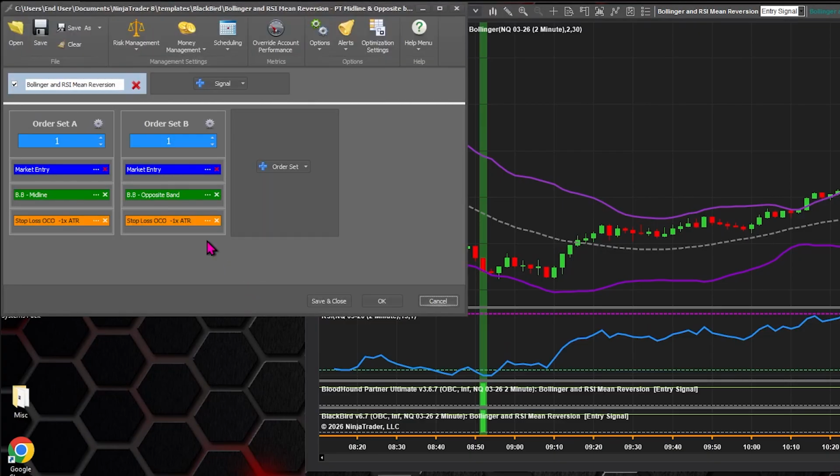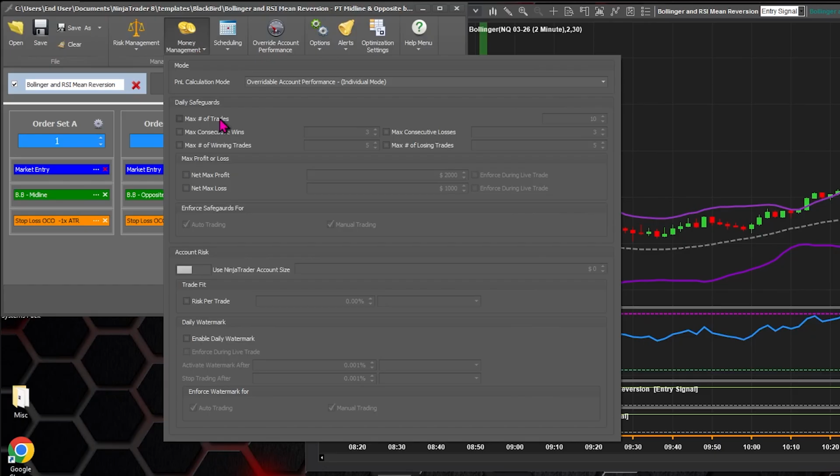Let's open this back up. If you hit cancel, it undoes everything that you might have modified, so now we have our stop loss back. If you don't want to use the midline as your profit target, you can just hit X and you're only left with the opposite band, and vice versa. If you don't want to use the opposite band, just hit the red X and it removes this whole order set. There's no money management set in here, as those videos didn't get into money management. So remember, you can custom tailor this to however you see fit.